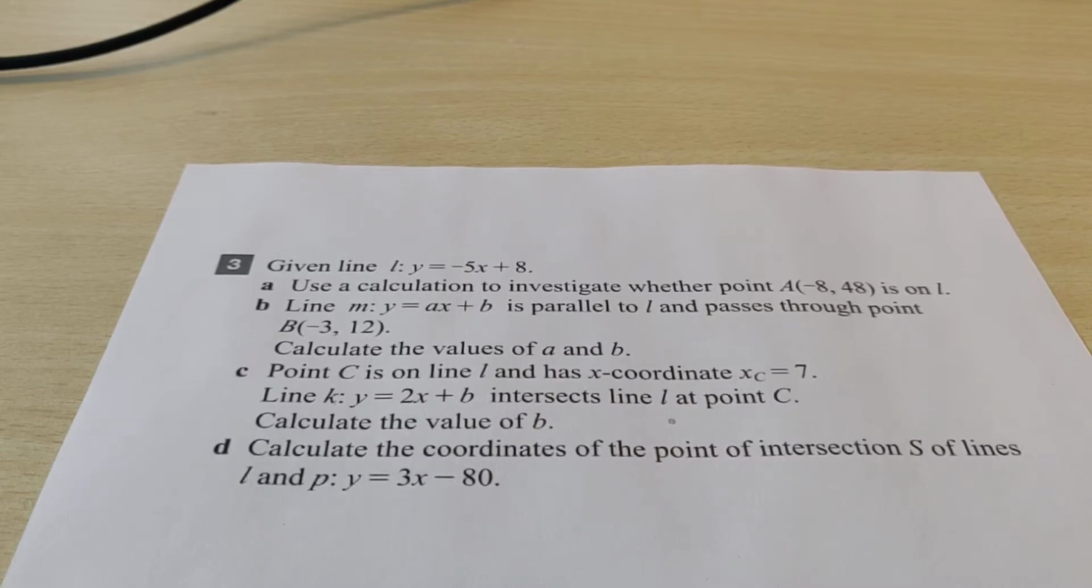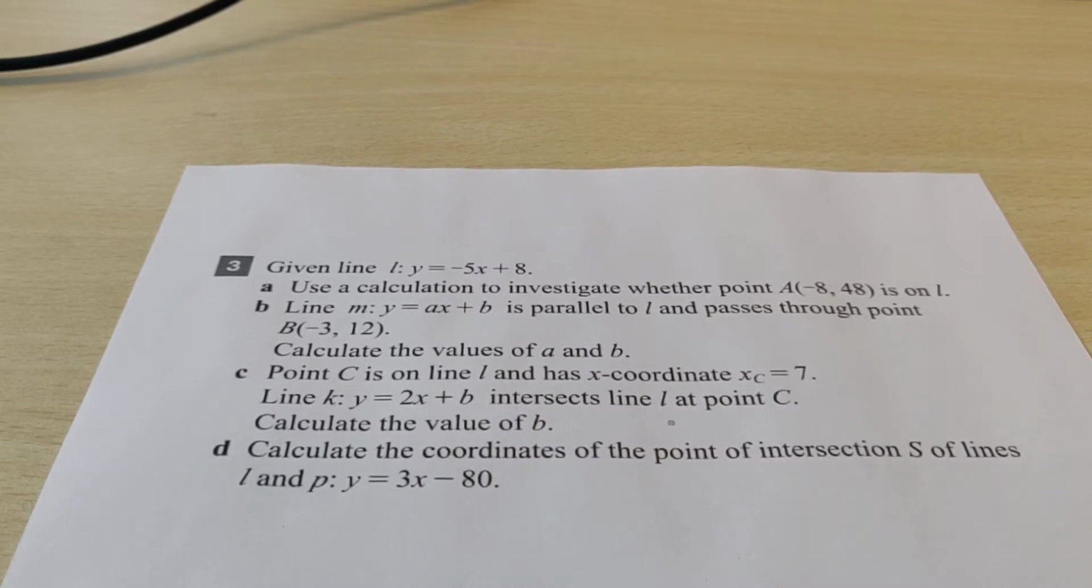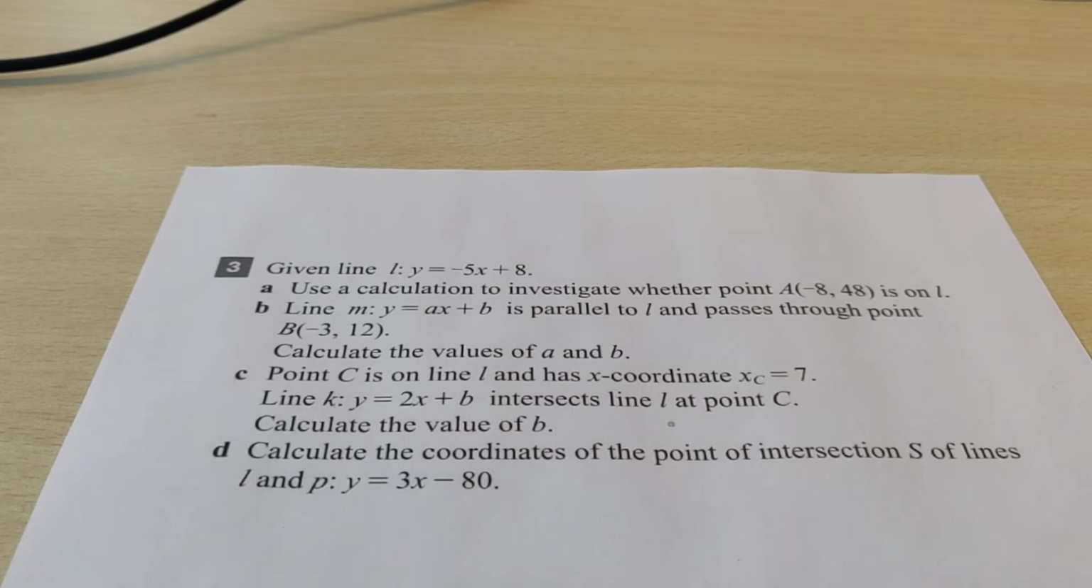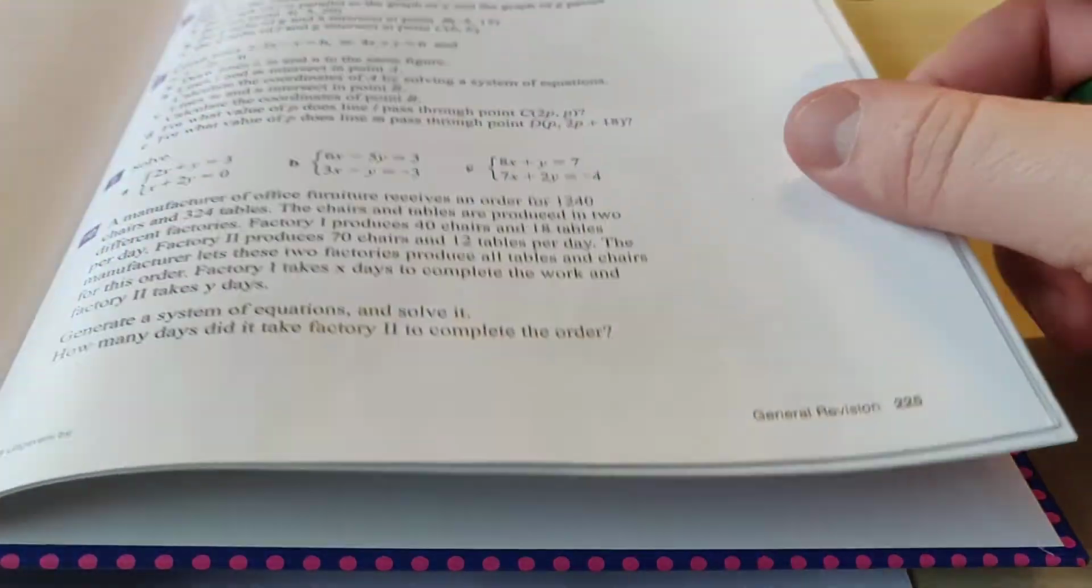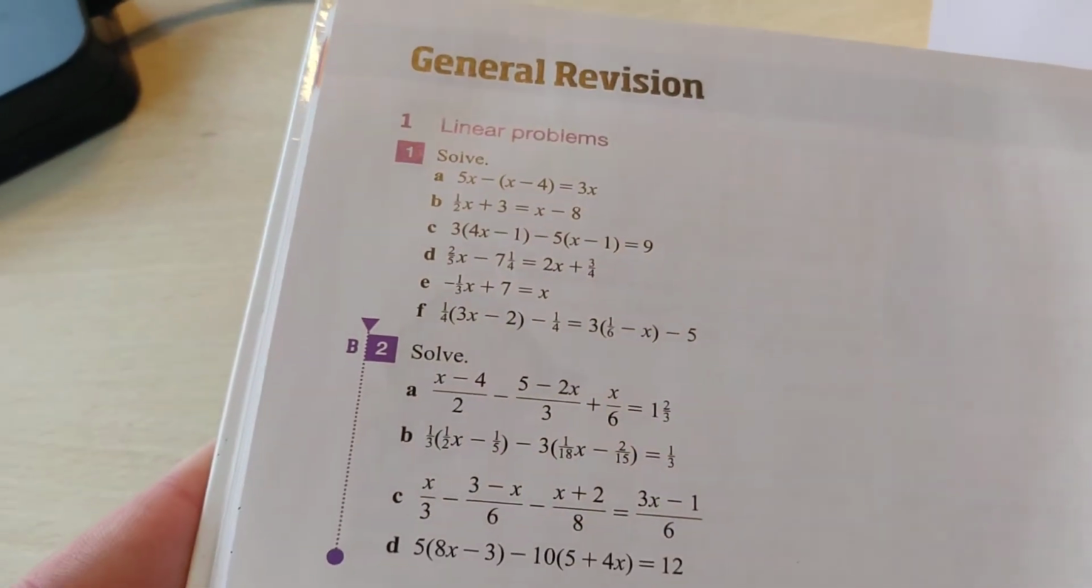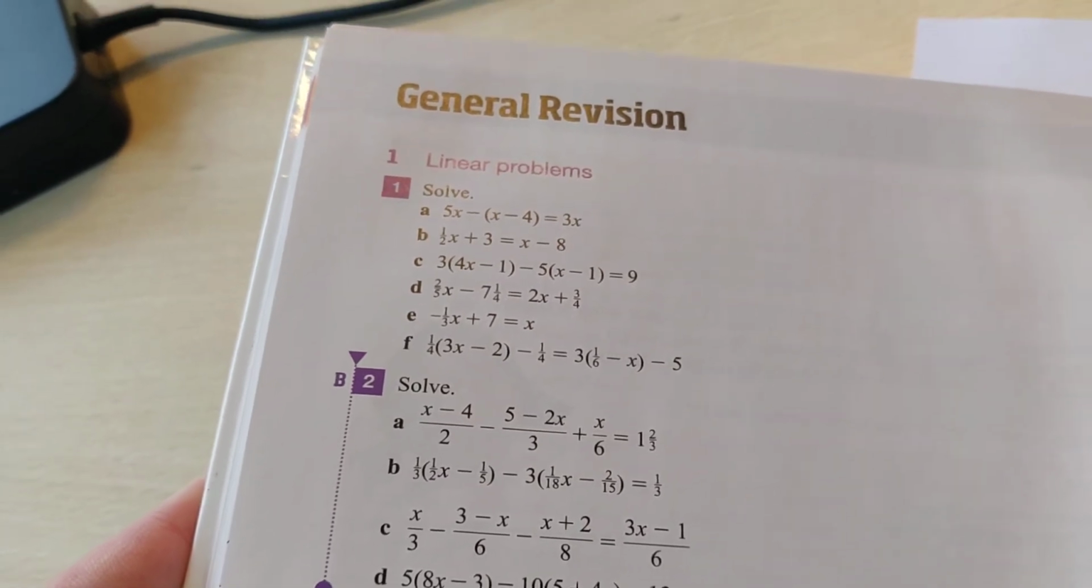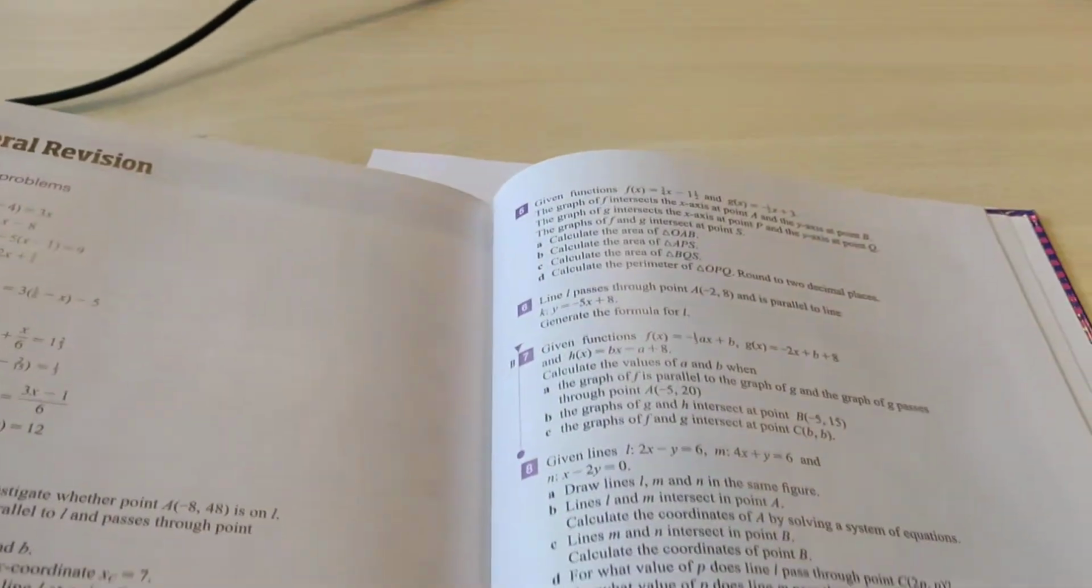Alright, this is a video for 3VT about the general revision that's in the back of the book. So let me show you what I mean by that, because I have the book over here. This is part 1, and all the way in the back it says general revision. So I wanted to repeat some things that you learned earlier in the year, like solving equations and all sorts of linear things that you have to do with linear formulas. And I selected one exercise here, which is exercise 3.